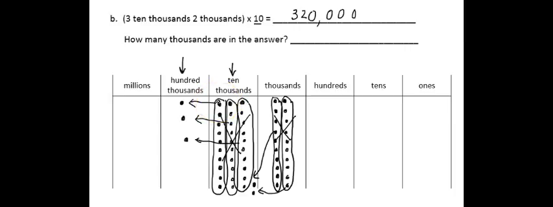Now the question is, how many thousands are in my answer? That means in this whole number, how many thousands would it take to create this number? Well, if I read this number, I read it as 320,000. That simply means there are 320 thousands in the number. So how many thousands are in my answer? 320.